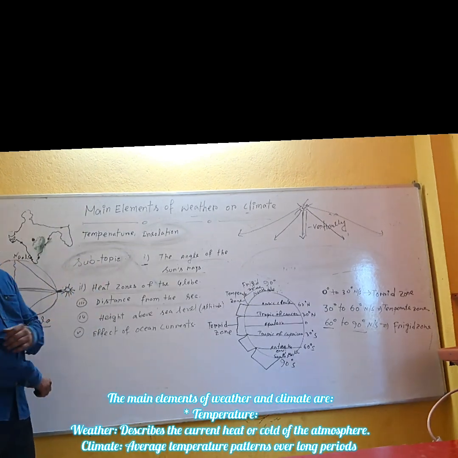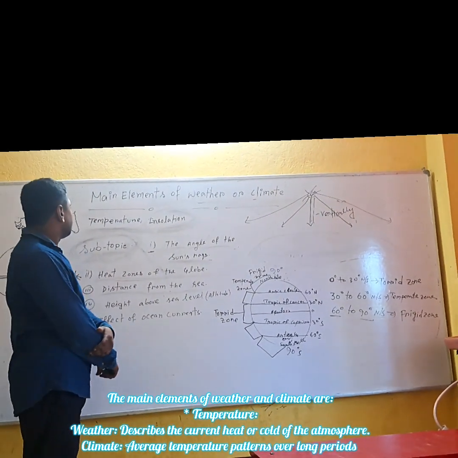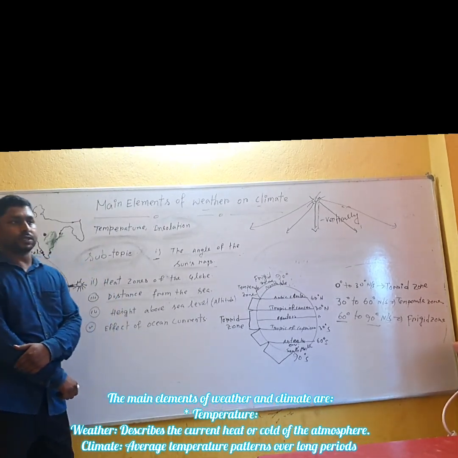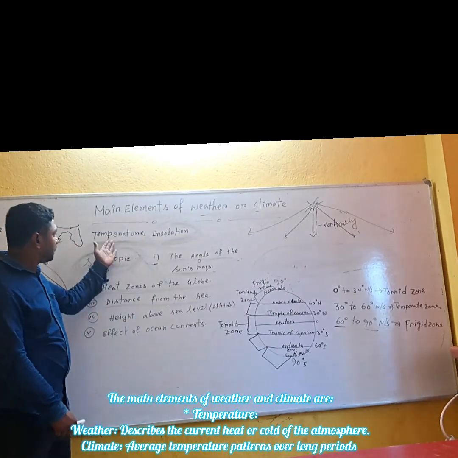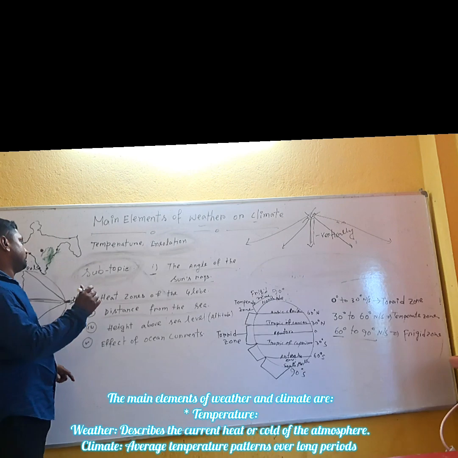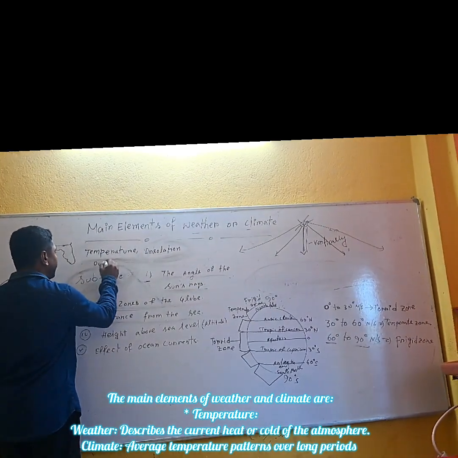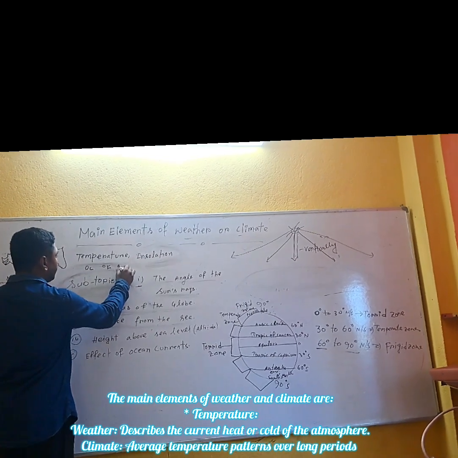So what is temperature? The hotness and coolness of the air condition is known as temperature. We measure temperature by different scales like degree centigrade, degree Fahrenheit and degree Kelvin.